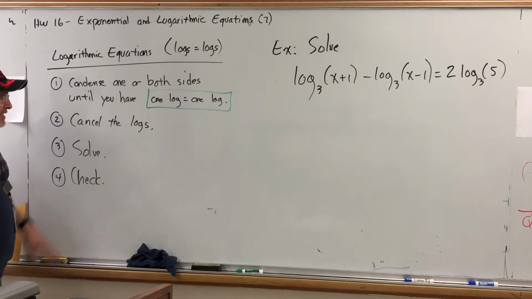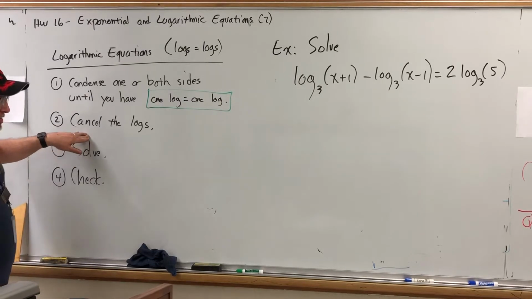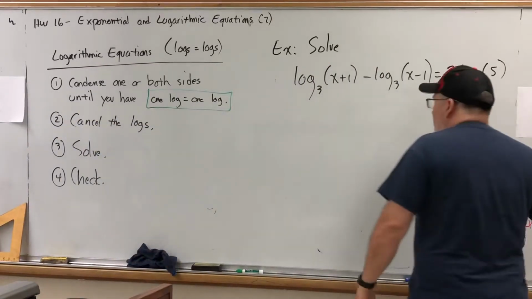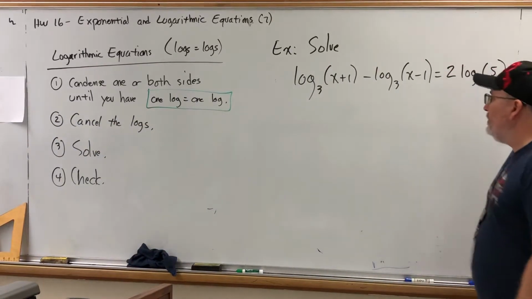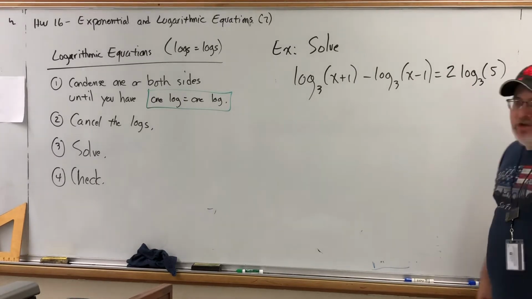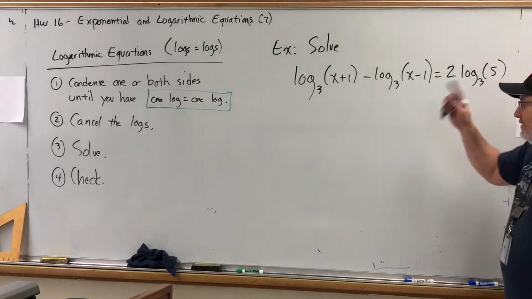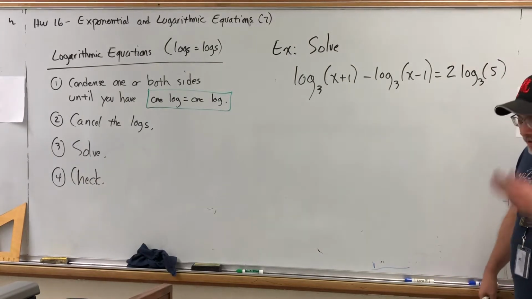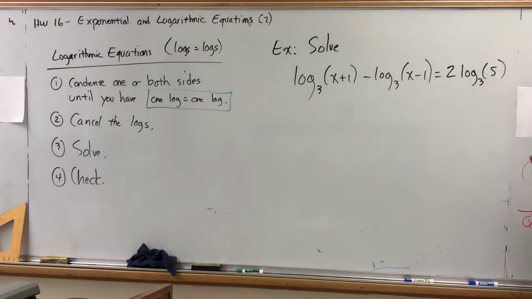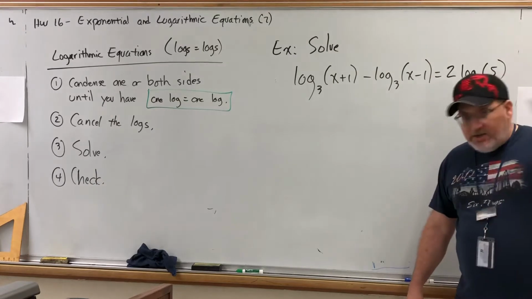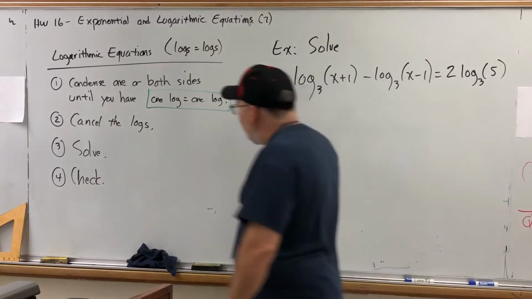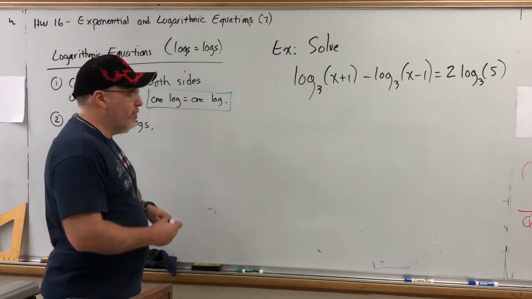But it's important to state that you do not cancel the logs until there is only one log on each side. So for example, on this equation, log base 3 of x plus 1 minus log base 3 of x minus 1 equals 2 times log base 3 of 5. Canceling the logs now would be catastrophic. Number 1, it would be wrong. Number 2, all the x's would cancel. You cannot cancel the logs until there is one log on each side. Log of something equals log of something. So your first move is to condense until you get one log on both sides.